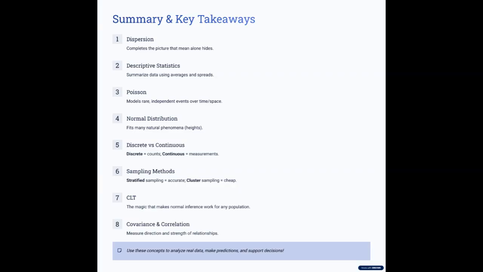8. Covariance tells the direction of a relationship, positive or negative. Correlation tells both direction and strength, not causation.